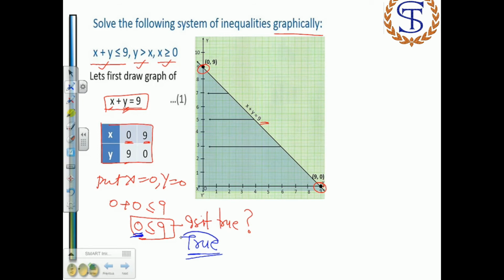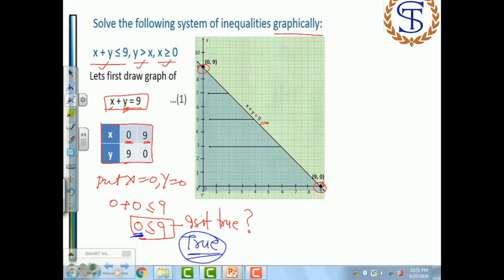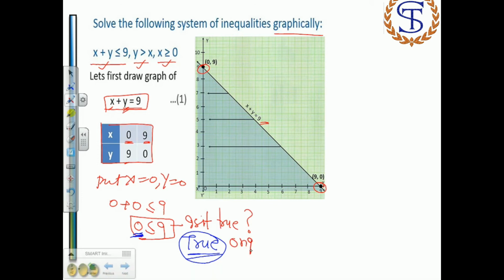Because this statement is true, that's why we have to shade the portion in which the origin lies. Where is the origin? Here it is. This is the line, and this is the origin. That's why we have to shade the portion in which the origin lies.